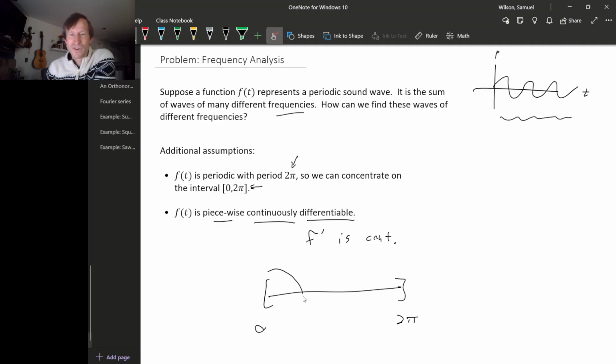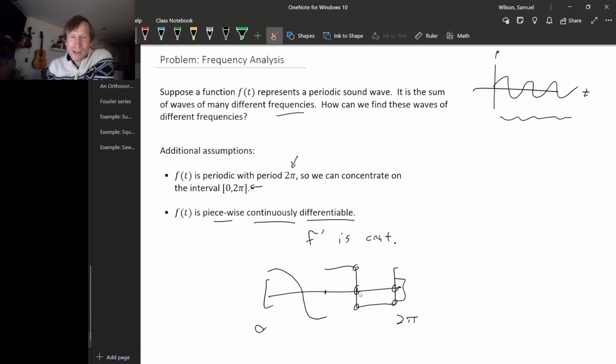So, for example, this function is not continuously differentiable because it's not even continuous, but it is piecewise continuously differentiable. Maybe I need to make it periodic, so let me go like that. There's this discontinuity here, but this is at an isolated point. And then there's also a discontinuity here. I've drawn it going straight down, but of course a graph can't go straight down, so it has to actually jump from up here to down there. So this is another discontinuity. And then there's a final discontinuity right here, where it jumps back up.